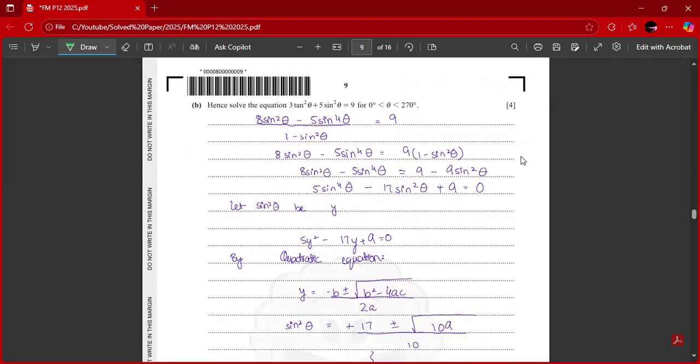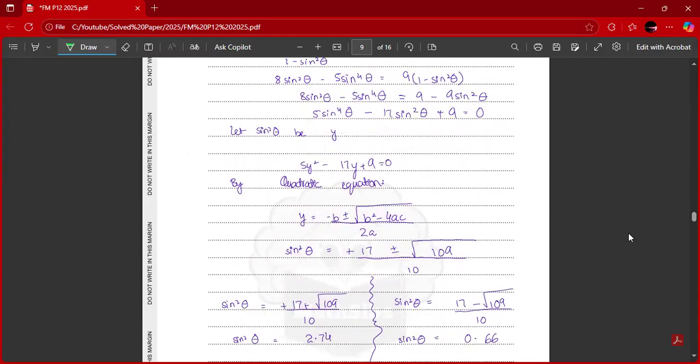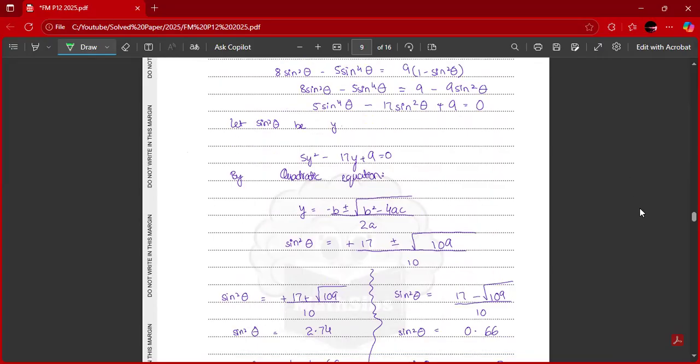Now we're getting powers of 4 and 2, and it's going to be difficult for us to solve that way. So we can just let sine squared theta be a variable for a minute. You could choose x, or any variable you want. I'm going with y. So 5y squared minus 17y plus 9 is equal to 0.